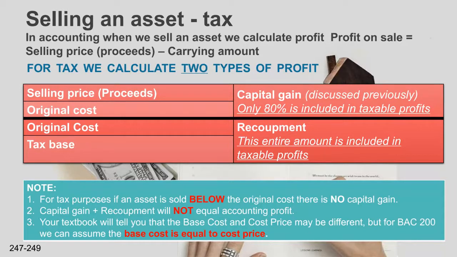So, okay, the important thing to note is don't go adding the capital gain and the recoupment and think that you're going to get accounting profit. Why will you not get accounting profit? Can anyone tell me why, if I add the capital gain plus the recoupment, I won't get accounting profit?